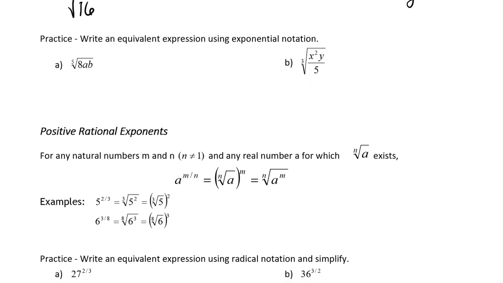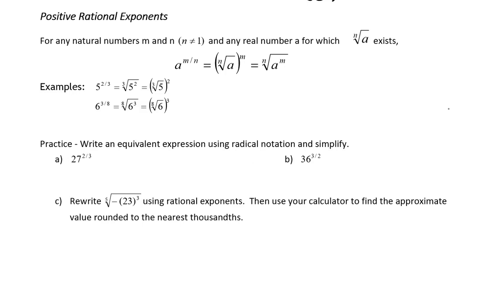Now we're asked to write an equivalent expression using exponential notation. So now we're going the other direction. Remember that if you have an index, that becomes the denominator of your fractional exponent. So 8ab will have to be grouped in parentheses raised to the 1 over 5. Now we have this fraction, x squared y over 5, and it is in a cube root. So we would raise that radicand to the 1/3.